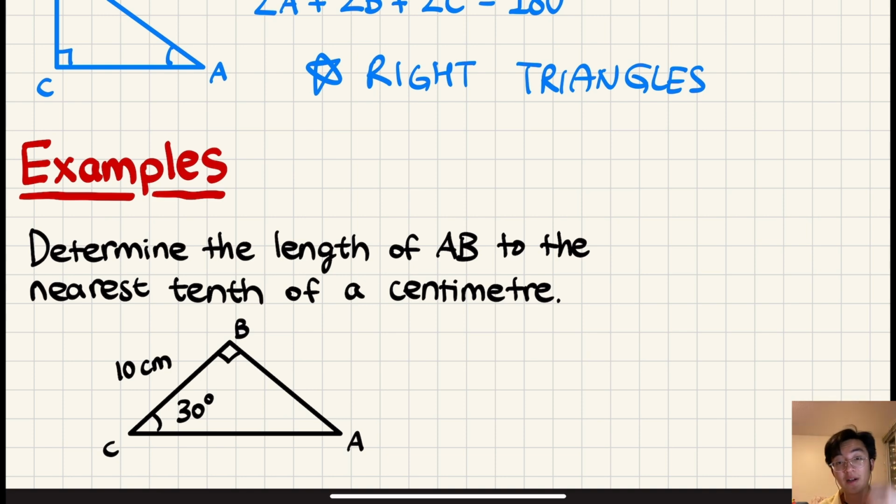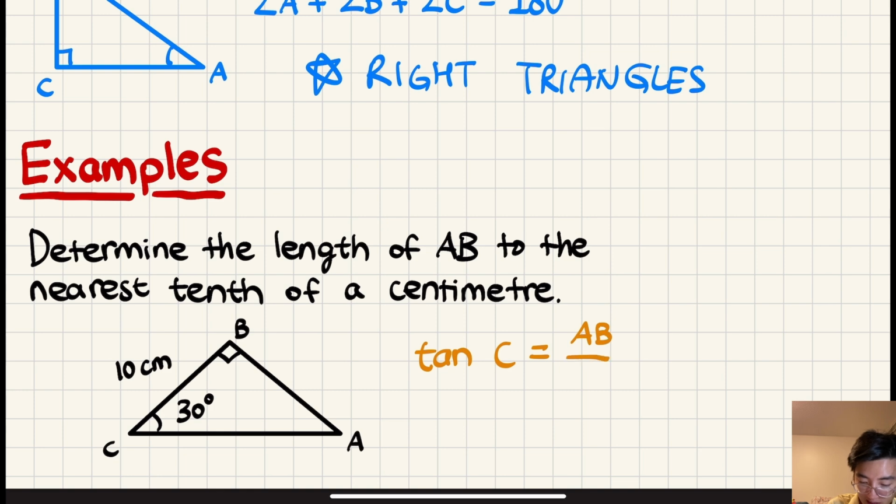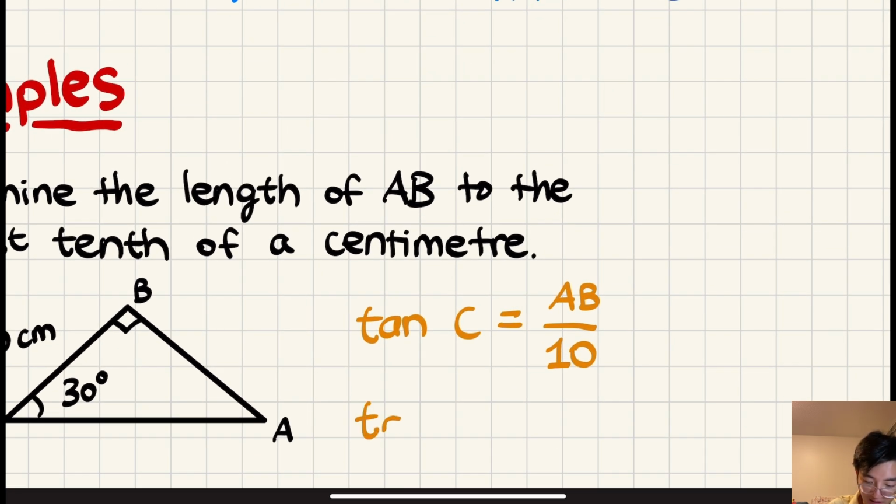From what we learned about tangent, we know it is the opposite side over the adjacent side. So in this case, we will be looking at angle C. Just by looking at this, we know the tangent of C is AB over BC. So the opposite side, AB, which is what we want to find, over 10 centimeters. And from the triangle, we see that C has an angle of 30 degrees, which means that the tangent of 30 degrees equals the side length AB over 10.